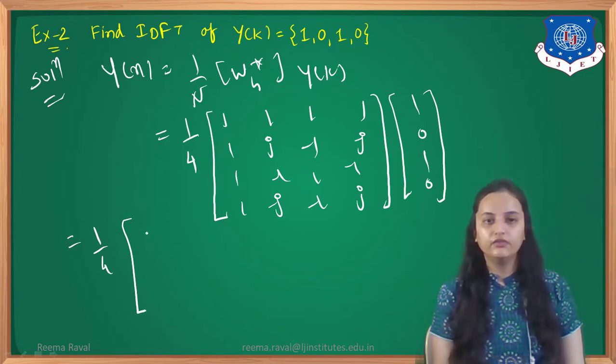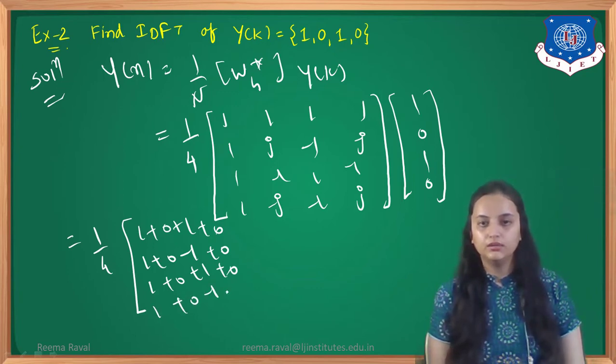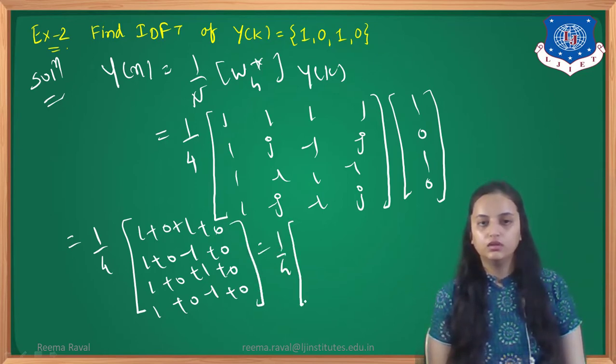Okay, let us do the matrix multiplication with 1 by 4 here. So this will give 1 plus 0 plus 1 plus 0. Then the second row value is 1 plus 0 minus 1 plus 0. Then the next is 1 plus 0 plus 1 plus 0. Then 1 plus 0 minus 1 plus 0. So this will give value 1 plus 1, 2; 1 minus 1, 0; 1 plus 1, 2; 1 minus 1, 0.